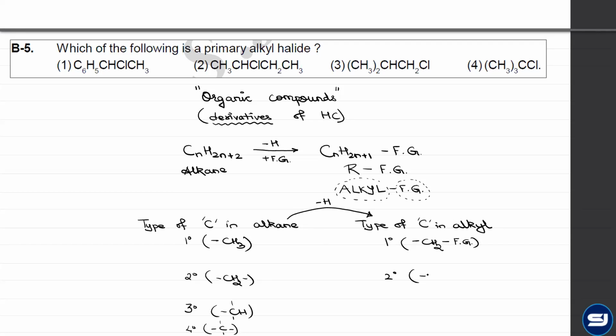Secondary will be represented as CH with a functional group. Just remove H from here and attach the functional group. Tertiary will be C with a functional group. And quaternary is not possible because there is no H which can be removed. So when we come to an organic compound and the alkyl group, how many types of carbon are there?